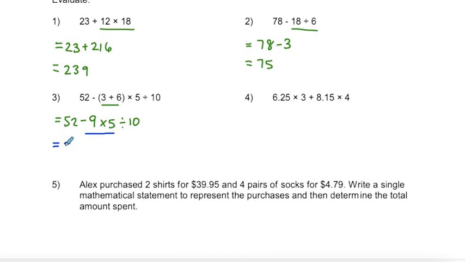So I'm still writing my 52 out front, and negative 9, or subtract, and 9 times 5 is 45, divided by 10. From here, my next step is to do my division. So I'm still writing my 52 out front, and I'm subtracting 45 divided by 10, which is 4.5. And lastly, I do my 52 subtract 4.5, which is 47.5.